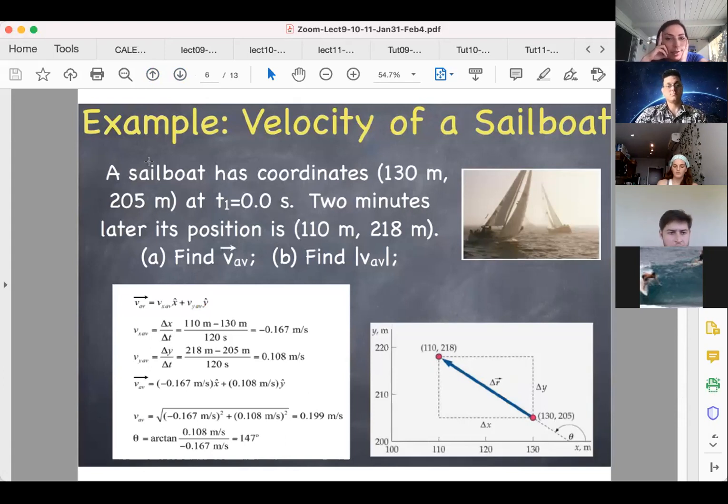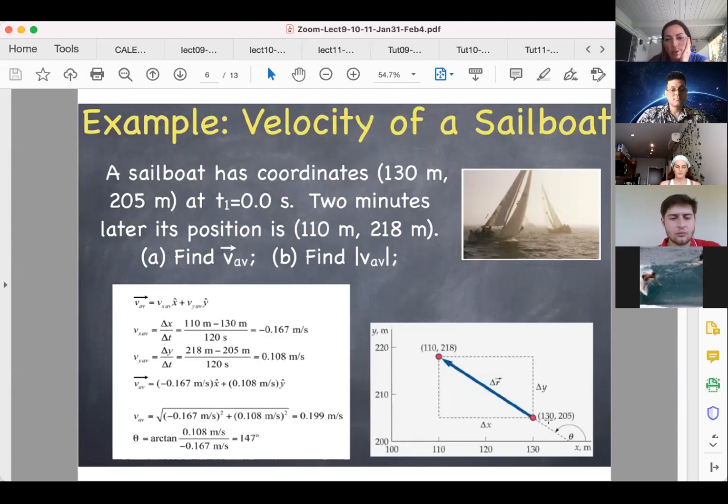So for example, here, let's review another problem. We have a sailboat that has coordinates 130 meters and 205 meters. This problem is more about vectors, to become more proficient with vectors. So the coordinates are 130 meters, 205 meters.